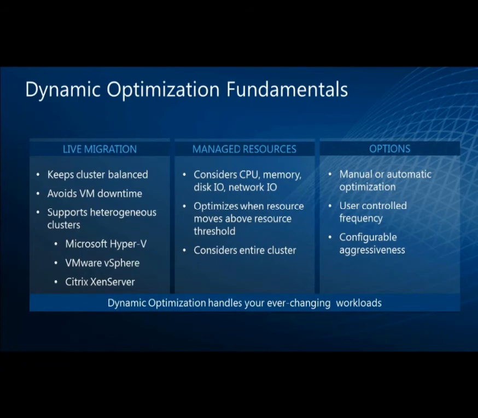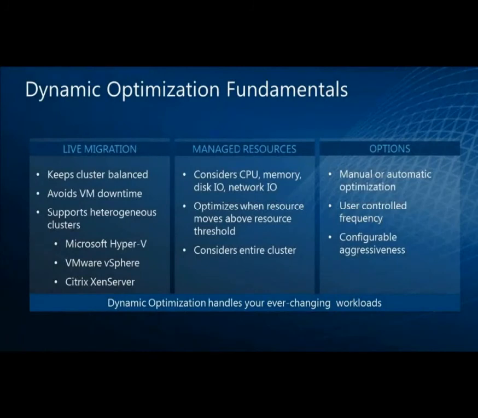And we do this dynamic optimization not only for Microsoft Hyper-V systems, but also for VMware vSphere or Citrix XenServer clusters. It's important to keep in mind that we're going to move things around depending on the resource utilization of those systems, with that 10-minute average. So we consider CPU utilization, memory utilization, and both disk and network I/O. And if any of those are surpassing thresholds, we're going to look to see where we can move those systems.